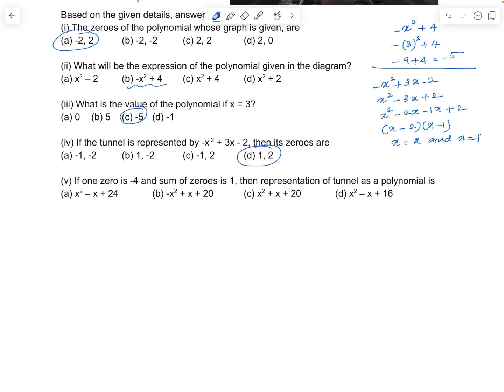Question 5. If one zero is minus 4 and sum of zeros is 1, then representation of tunnel as a polynomial is. One zero is minus 4. So let's take that as alpha, and alpha plus beta is equal to 1 according to this. Sum of zeros is 1. Substituting alpha's value in alpha plus beta equal to 1, we get beta is equal to 5.